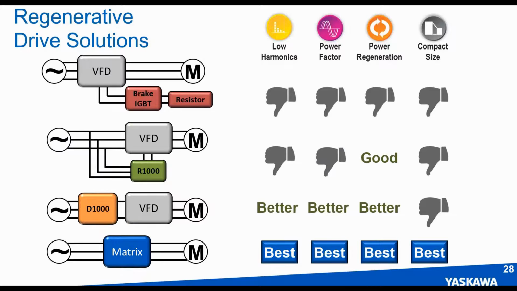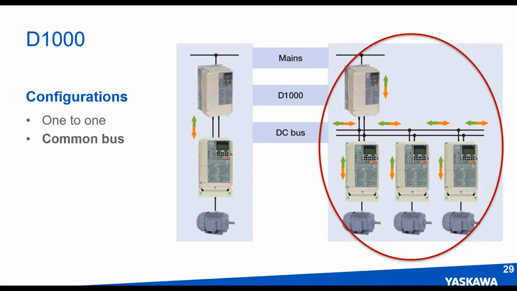So let's discuss selecting our regenerative options. The first option anyone thinks of for regen is dynamic braking. However, if you want to save energy, then the R1000 is really your first choice. If you want low harmonics, then use the U1000. Yes, I said U1000. I skipped the D. The U1000 can do what the D1000 can do and more. The only time I would recommend using the D1000 is if you have a common bus configuration. Why add all the complicated extra components when you can achieve all that and more using the all-in-one U1000?